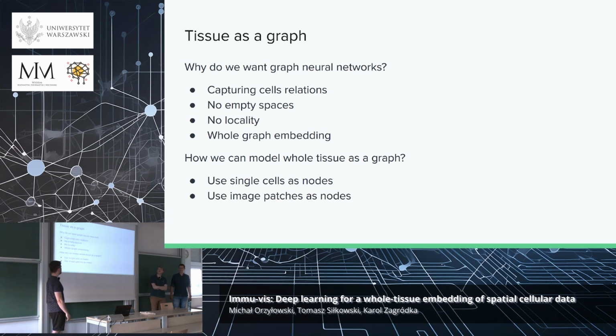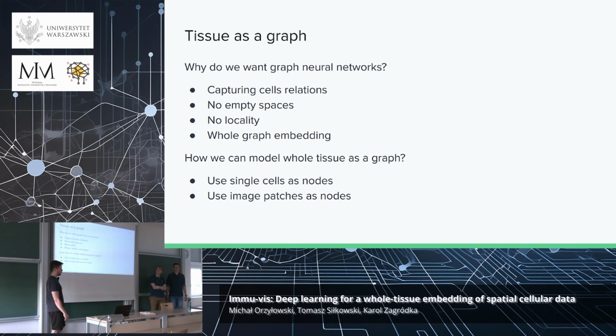It deals with the empty spaces that can be on an image. With a graph, we can either add an edge or not add an edge, and it will solve it by itself. It doesn't use any locality by design, so if we rotate an image, there were some issues, and if we rotate a graph, it's still the same graph. And we can easily get the whole graph embedding at the end.